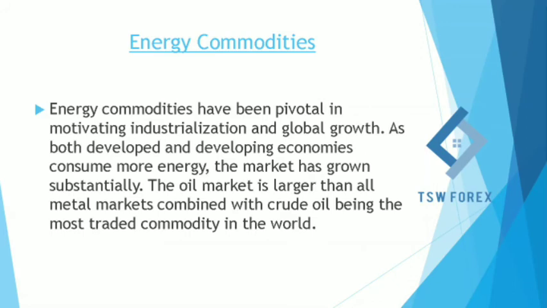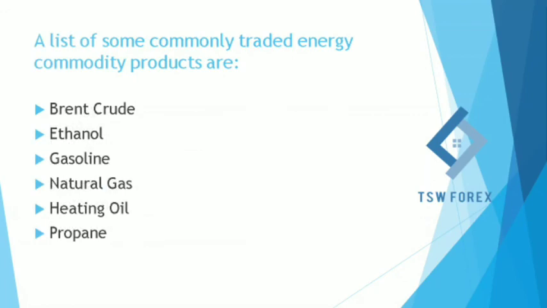The oil market is larger than all metal markets combined, with crude oil being the most traded commodity in the world. So all the metal markets, gold and all those metals, which we'll discuss next, the volume of money being pumped into those markets cannot surpass the money in the oil markets. A list of commonly traded energy commodity products are Brent crude, ethanol, gasoline, natural gas, heating oil, and propane.